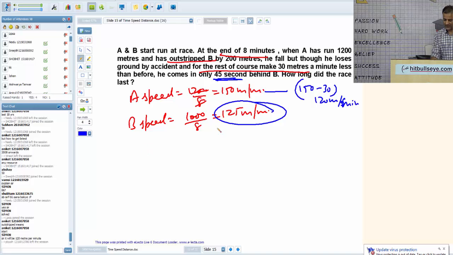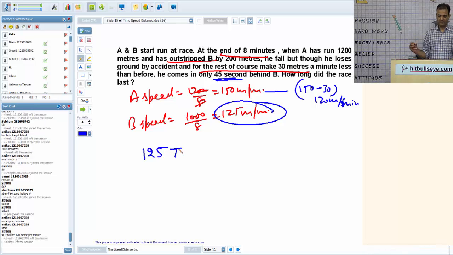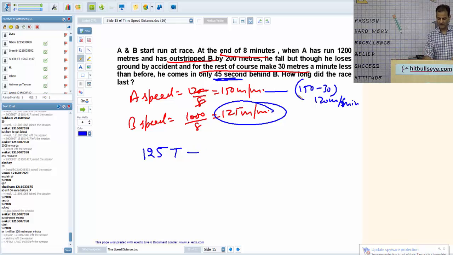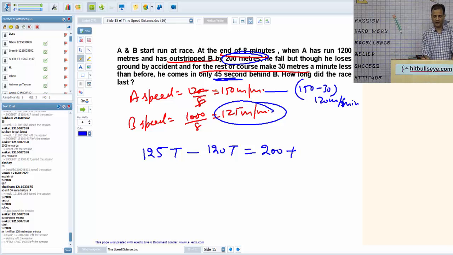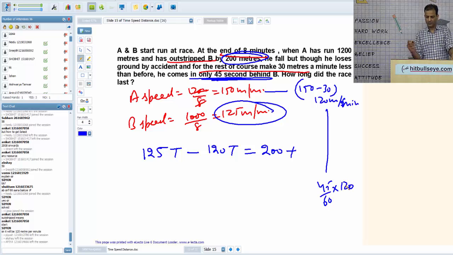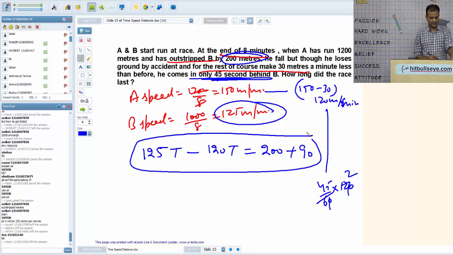Now B is running. After that, let the race last for T minutes. With the speed of 125, in T time B will run 125 into T, minus A will run 120 into the same time T. And how much distance has B covered in this T time? Because initially B was 200 meters behind, B has covered 200 plus, and now A comes 45 seconds behind B. That means in 45 seconds A will run 45 by 60 into 120. That means 90. So B has covered 200 plus 90 in this time. This is the equation. Yeah, 66.